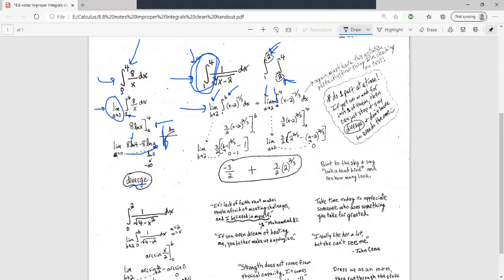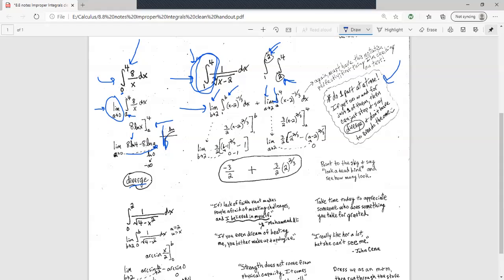Now, here's the thing: when you have two separate things, you're going to do two separate things, but you're going to do one at a time. You don't do the first one, get infinity, and do the second one, get infinity, and do some weird indeterminate form. You're just doing one thing at a time.